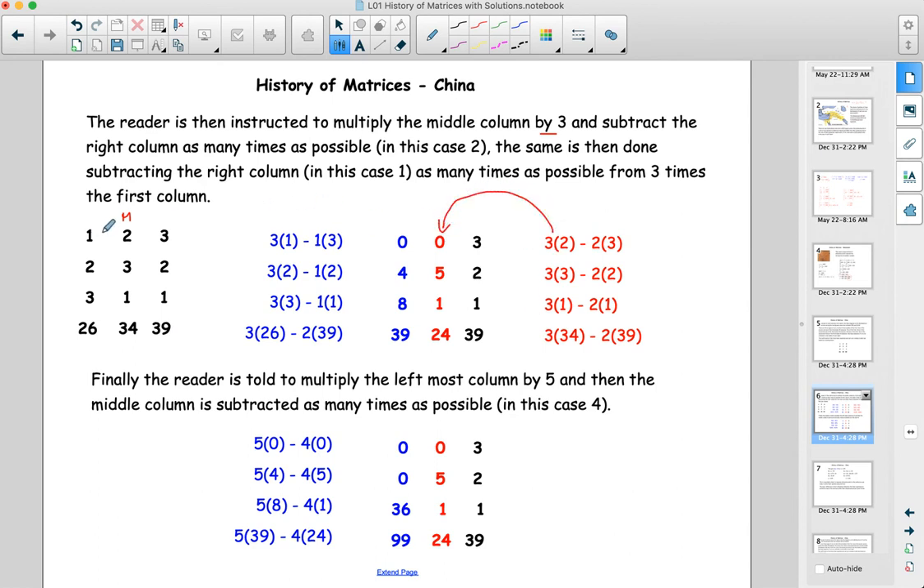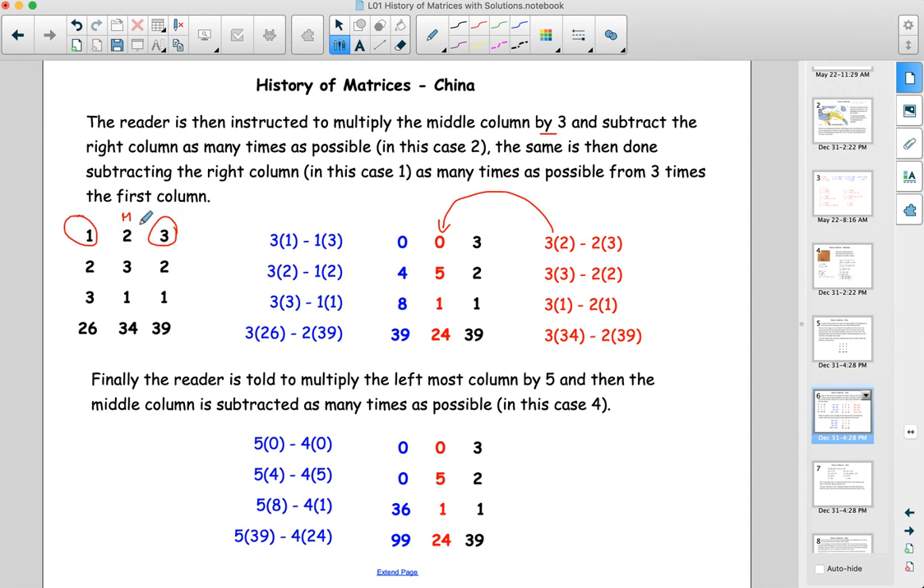And then they want you to do the same kind of idea with this last column here. So what they want you to do is subtract the right column, which is 1 in this case, as many times as possible from 3 times the first column. Sorry, the right column is this one. So how many times, what are we going to multiply this by? I think I'll word it that way, right? In their writing, they said subtract the right column as many times as possible from 3 times the first column.